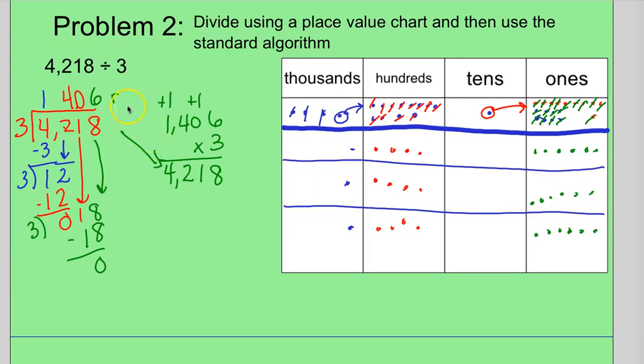Perfect. They match wonderfully. Okay, it's time for you to get to work on your problem set. Do your personal best. It says divide and check with multiplication, so please divide and check with multiplication.